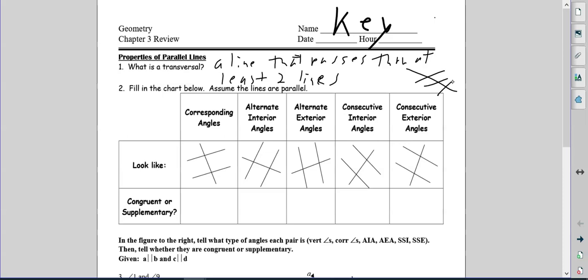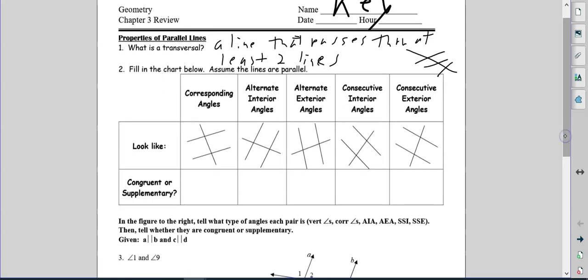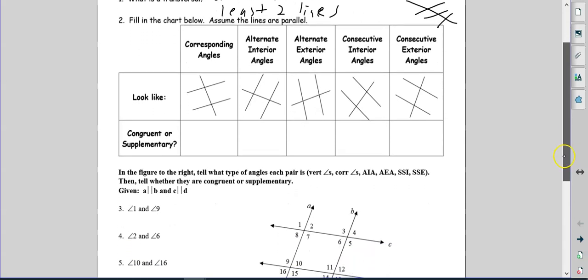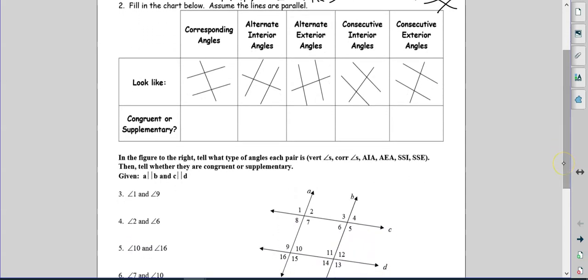Now, after we learned about transversals, we learned there are special situations if the lines are parallel. There's certain relationships that happen. All right. So these here are the drawings of what it looks like. So we're going to fill in some arc marks to show it. Corresponding angles. Remember, corresponding angles are one on the inside and one on the outside. I just said that backwards. So one on the outside here and one on the inside. Inside is between these lines.